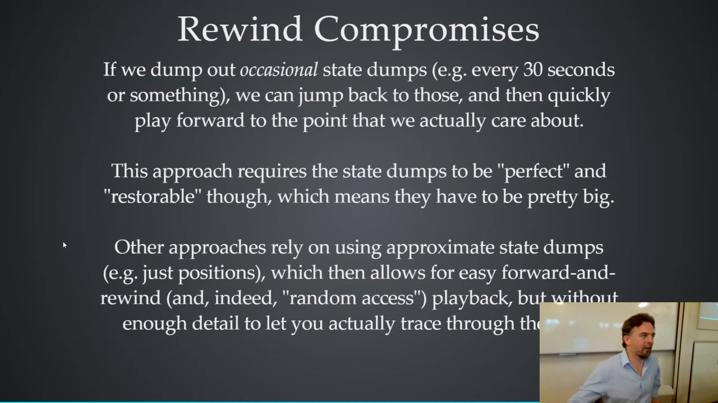The thing that's more likely to happen in practice is rather than using perfect state dumps, you just use approximate ones where you just dump out positions and stuff. And that allows you to do the basic sanity checking, but it's not enough to let you reproduce things because there's more to an object's state than its position. So it's not enough to just record the position. You need to have the velocity and the internal state of the AI or anything else that's going on. It just gets too hard.